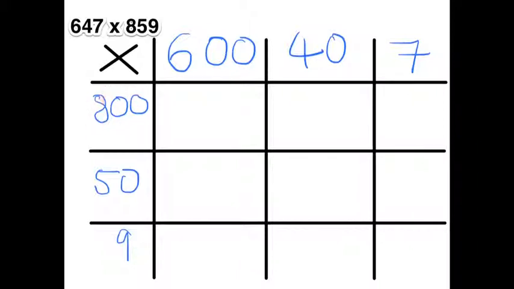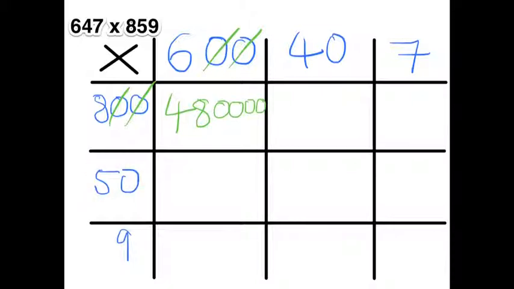Now to start off with, I need to do 800 times 600. I don't know the 800 times table or the 600 times table, but if I knock the zeros off, I do know that 8 times 6 is 48. So I'll put that in the box over here. And as I took off the 2 zeros here and the 2 zeros there, I need to put them onto my box here. So that's 4 zeros in total.